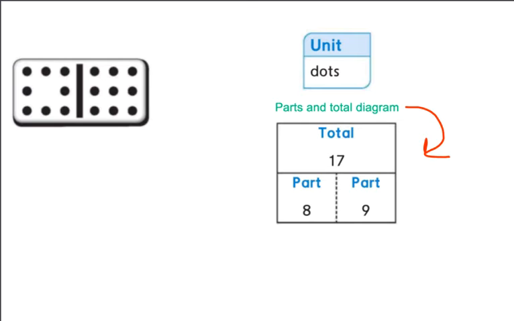There are 3 boxes in this parts and total diagram. There is an 8 written in one box, a 9 written in another, and a 17 written in the other. But they each have a special job. 8 is written as a part, 9 is written as a part, 17 is written as the total. Where are we getting the 8 and the 9 from? Well, there are 8 dots on this side of the domino, and there are 9 dots on this side.